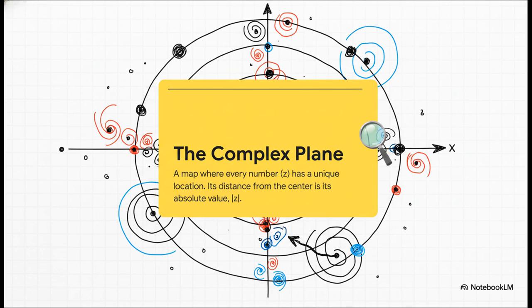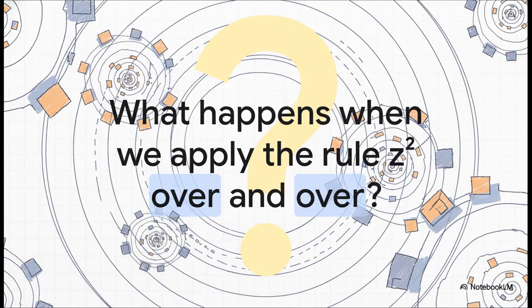So where do all these numbers live? Well, they live on something called the complex plane. The easiest way to think about it is like a giant two-dimensional map. Every number z has its own unique address, its own spot on this map. And the most important thing you need to know is how far that spot is from the center, from 0. That distance, we call its absolute value. Okay, so here's the big question. What happens to a number on this map if we keep applying our z-squared rule? We pick a starting point, we square it, we take that answer, square it again, and just keep going. Where does it end up?